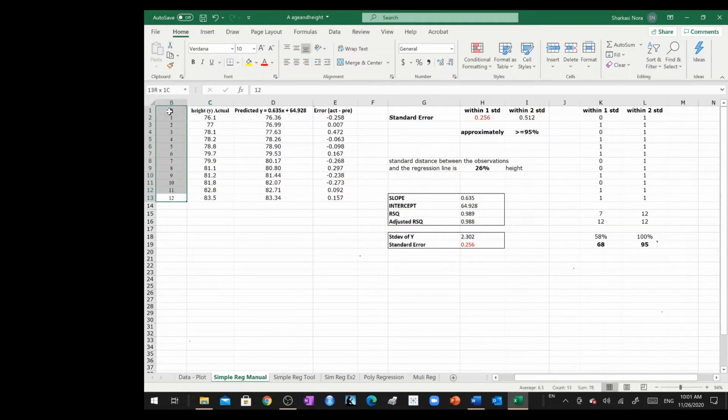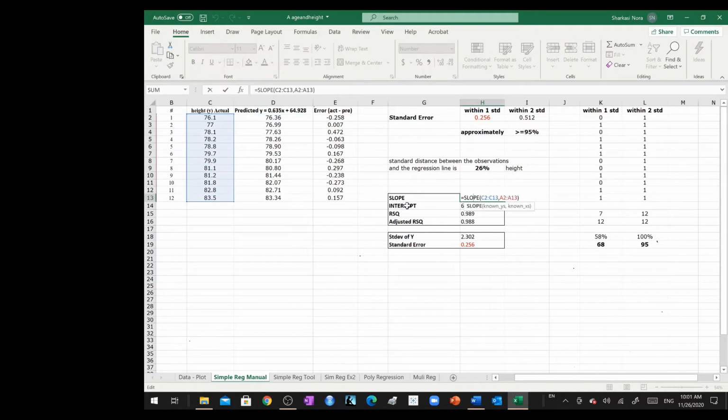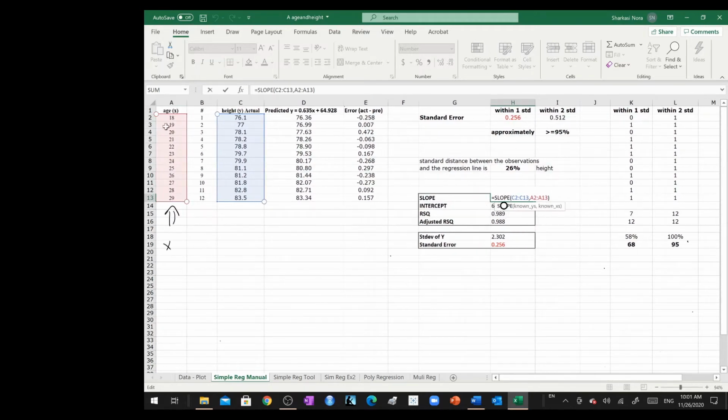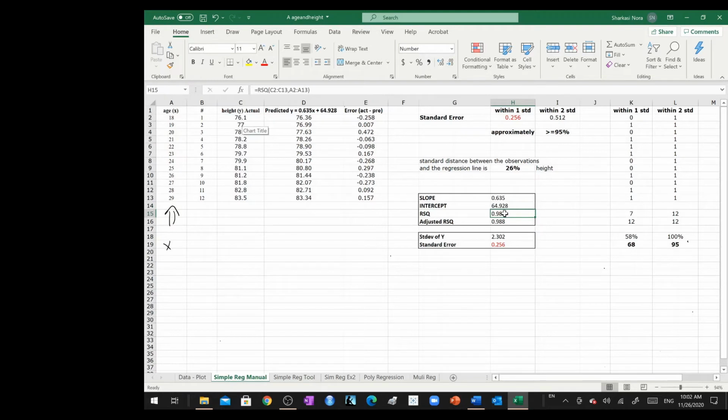Let's take a look. Over here we have 12 different data points. Height is the y-axis, and this is the actual data. Predicted data is nothing but using the linear model. The linear model can be found by finding the parameters of the model. For simple regression, there is a slope, so you can just say slope of y and x. Over here x is age, so feed into the slope function the y data points and the x data points, and you find the slope. And then you have the intercept, same thing: intercept, and here's y, you feed into it y and x.